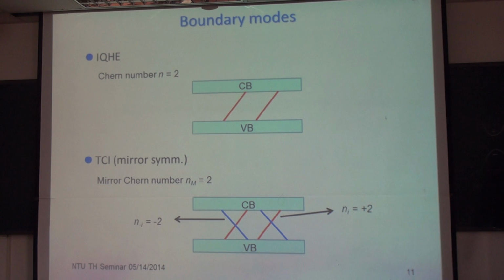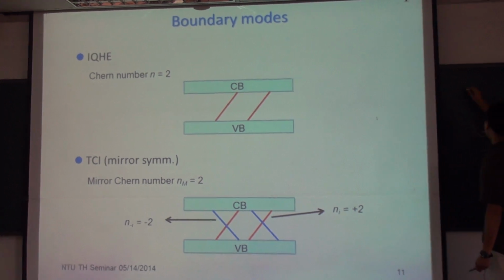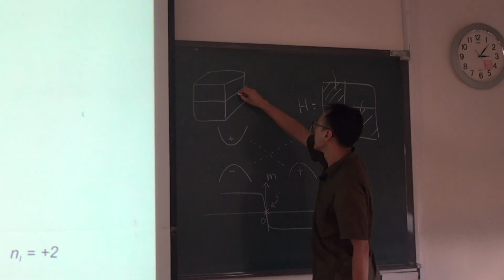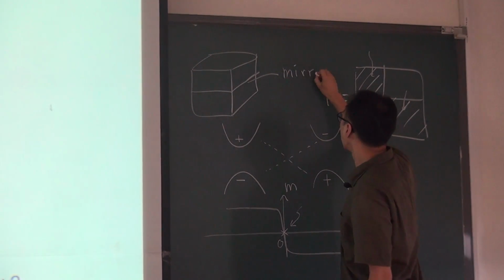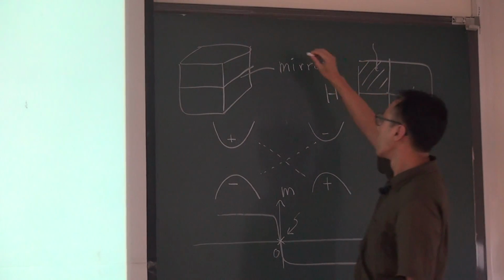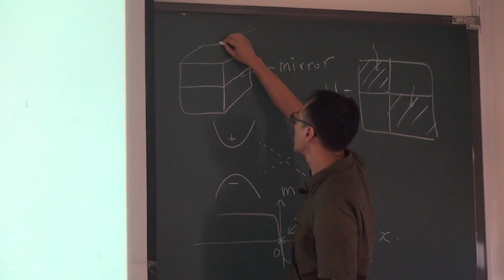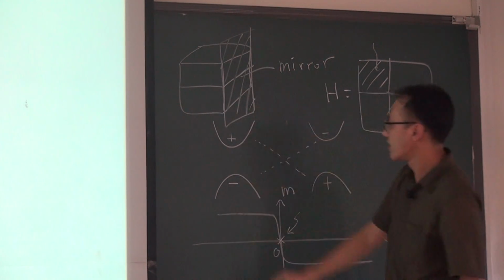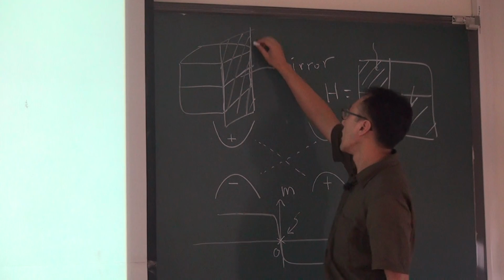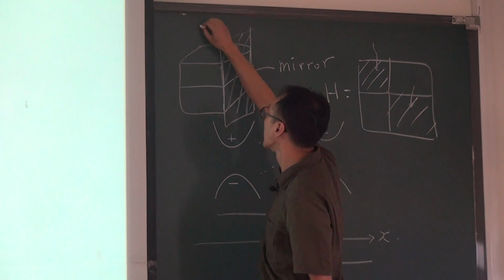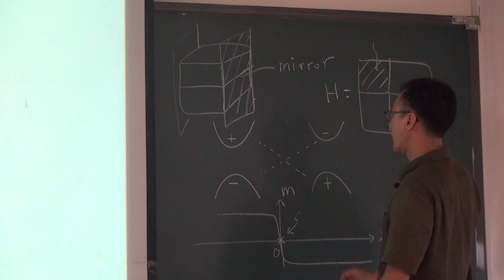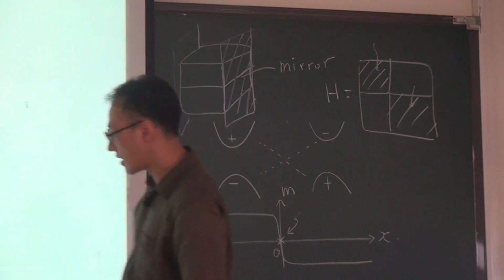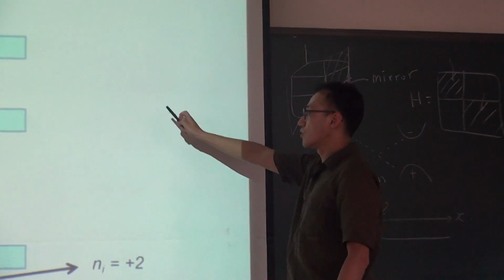We know the mirror plane. This is a mirror plane, and now we have a boundary. We consider a boundary plane which is perpendicular to this mirror plane. For instance, I consider the plane here. If I observe this open boundary, then the consequence is very similar to the quantum Hall system.